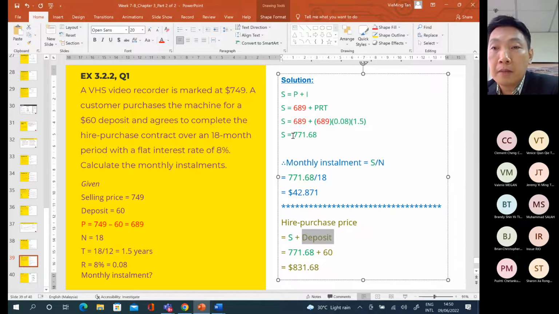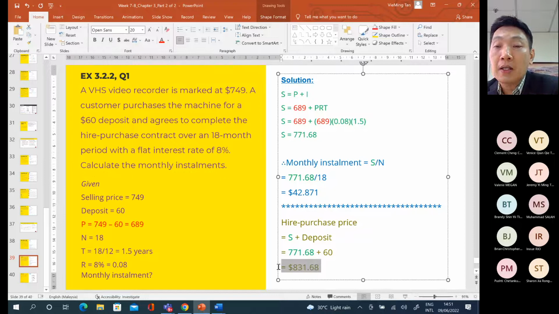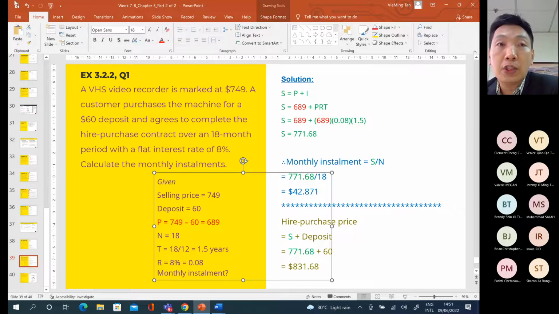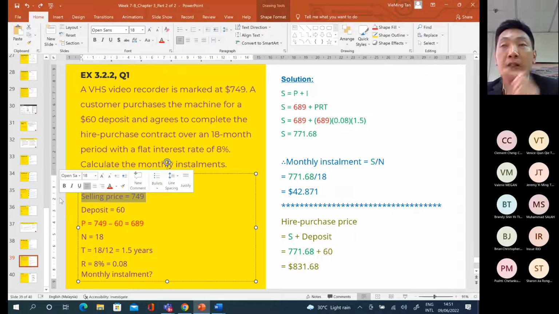S is using this number. Deposit is the down payment made at the beginning of the agreement, which is $60. So put here, the answer is equal to 831.68. So if the customer is not able to pay by cash, then the customer may follow the installment purchase agreement, but has to pay a higher price, which is this number. The difference between the hire purchase price and the selling price is called the interest charge.